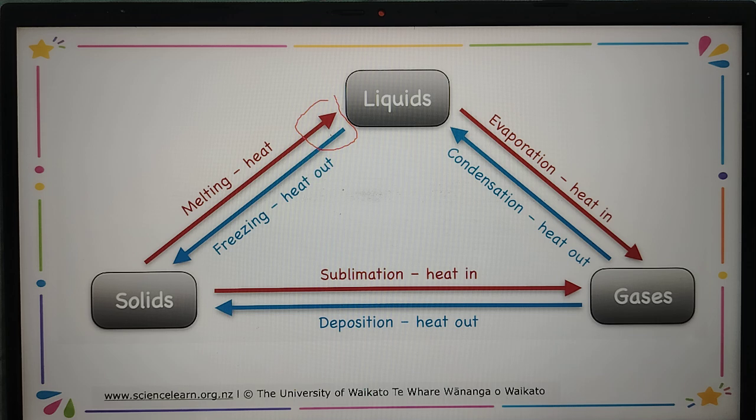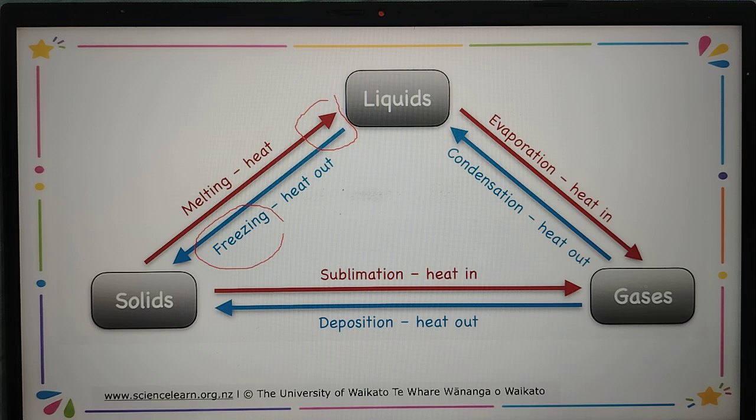Now the arrowhead points to the changes. Solid changes to a liquid. Now what process is that? What change of matter is that? It's melting, when a solid changes to liquid. Then vice versa, when a liquid changes to solid, we have here the freezing.